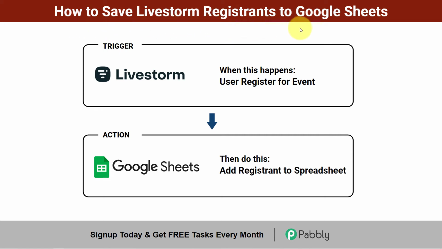How to save Livestorm registrants to Google Sheets automatically. Livestorm is a video conferencing platform where you can create virtual meetings, webinars, or any kind of events. I want that whenever a user registers for an event in Livestorm, the very same user is automatically added into the spreadsheet, so that you do not have to manually export the data and paste it here.